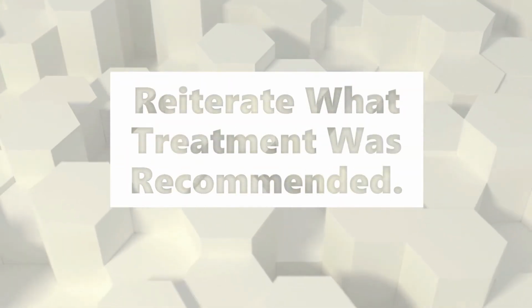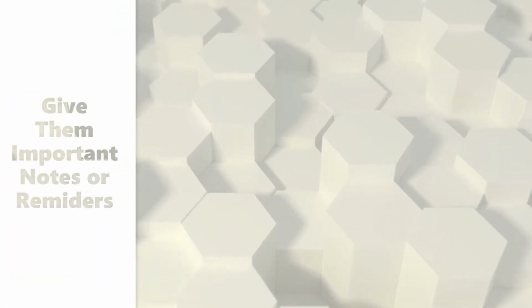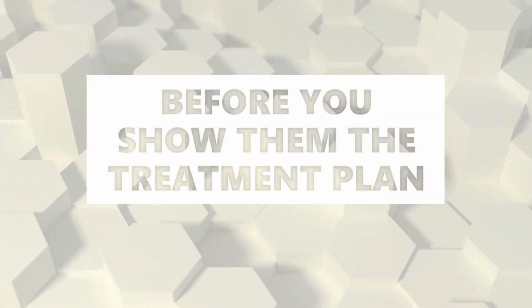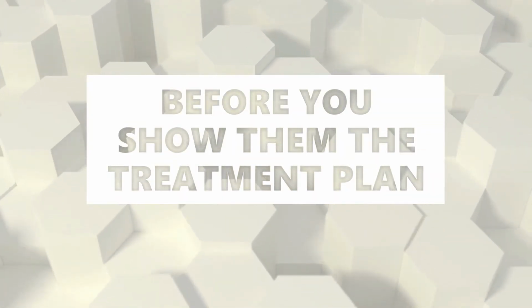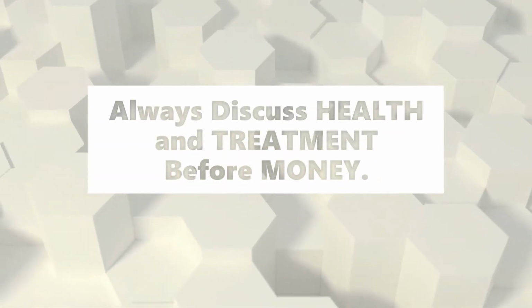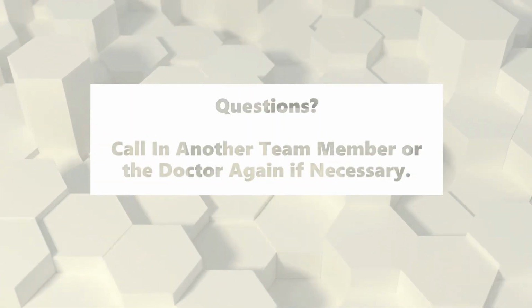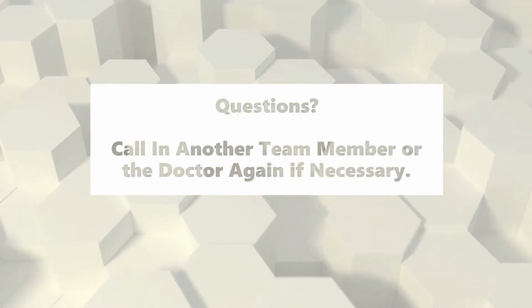Go over what treatment was recommended and give a brief rundown of the order of treatment or any special processes or things they need to be aware of before you show them the treatment plan. The second you show the patient a plan, they have disengaged with what you're saying. Give them the important information first and make sure they don't have any questions about why they may need a certain service before you show them the money.